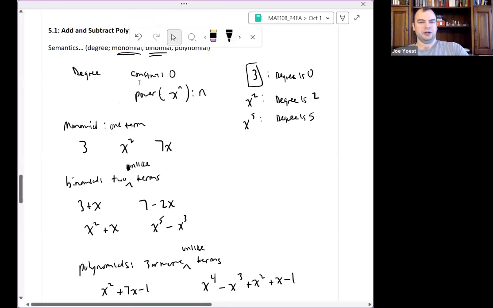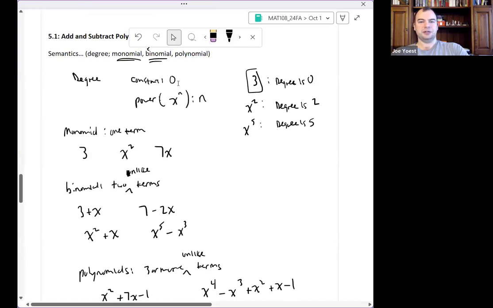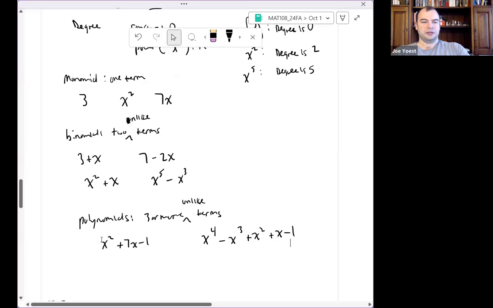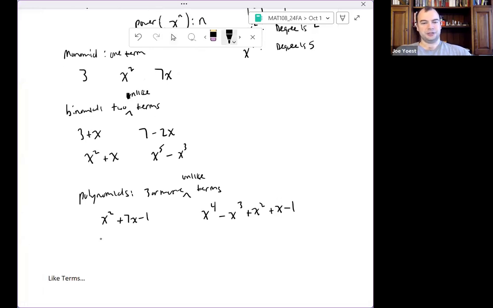The degree of a monomial is either 0 if that monomial is a constant, or it's the power if that monomial is a power function. The degree of a polynomial is the highest degree of any of its terms. So I look at my three terms. This is degree 2, 1, and 0. The degree of the polynomial is the highest degree of any of the terms. This is a second degree polynomial because it has an x squared as one of its terms.